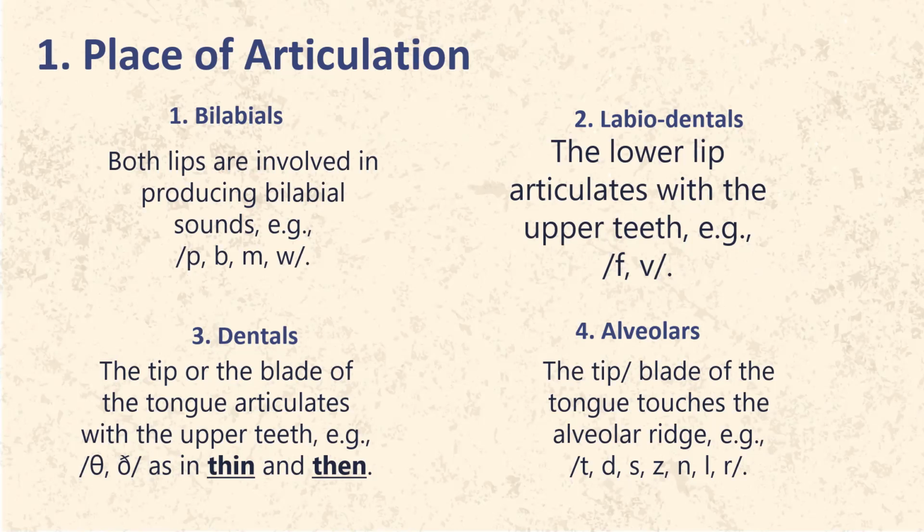We have the sound pa. If you try to pronounce the sound pa, you will notice that we have the two lips obstructing the airflow from coming out when we say pa. And also when we say ba, m and wa. So both lips are involved in producing these sounds because they obstruct the sound.